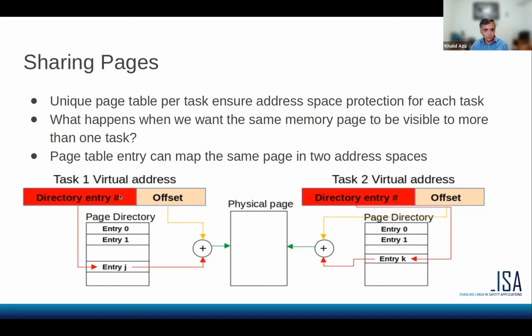So for instance, in task 1, we have a virtual address. The virtual address points to entry J in the page directory, which points to a physical page frame number, which we combine with the offset to get a physical page address. Task 2 can have a different virtual address, which then ends up pointing to entry K in the page directory, but this entry K points to the same physical page frame number. So we take that same physical page frame number, combine it with the offset from this address, and we get an address that goes to the exact same physical page. So now we have two tasks. They are using their own separate virtual addresses, but they end up going to the same physical page. And that's how we share pages across two tasks or multiple tasks.